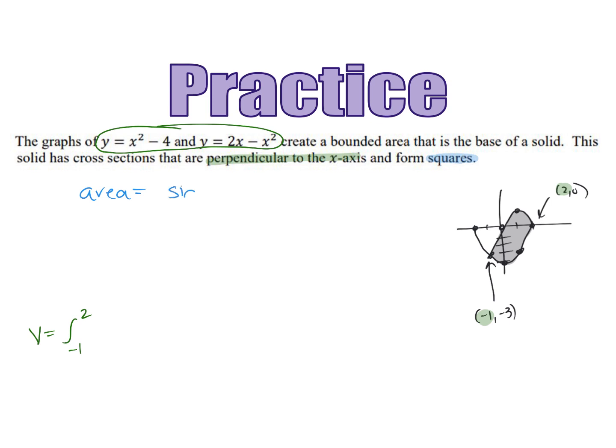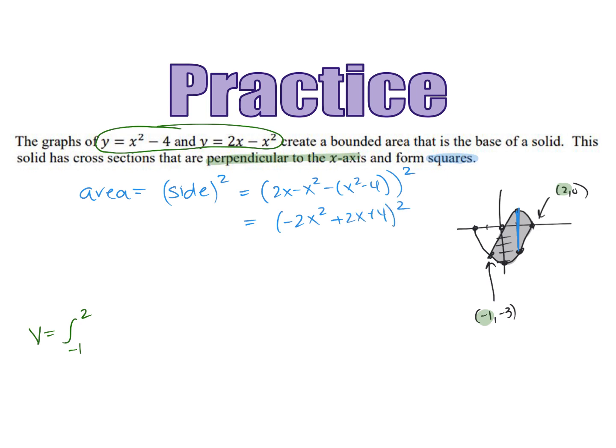The area of a square is just the length of one side squared. So what we need is to figure out, how do we determine this length? Well, to determine this length, we do top minus bottom. In this case, the top is the quadratic that is upside down, so 2x minus x squared. And we're going to subtract the quadratic that opens upward. And then we're just going to simplify this. This is going to become -2x squared plus 2x plus 4.